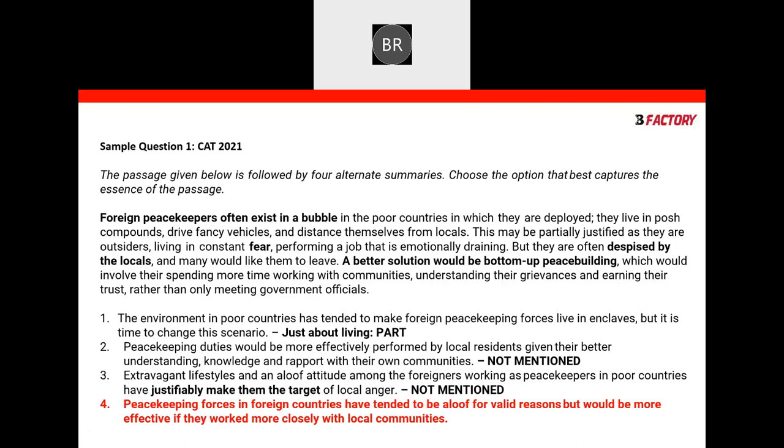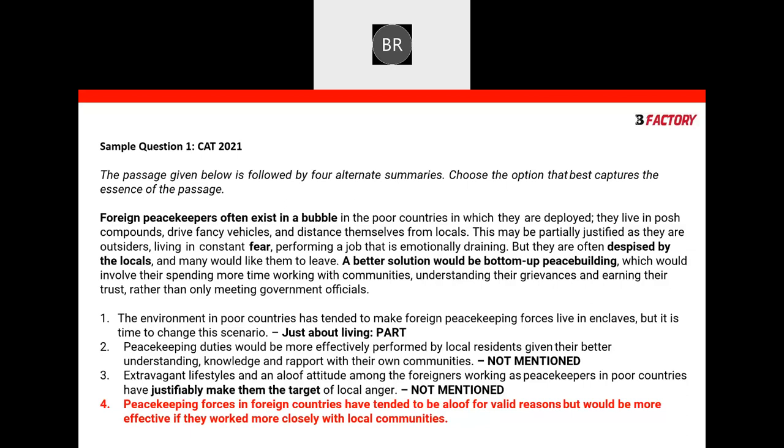Now look at this screen. I'm sharing my thought process here. The first line I read: foreign peacekeepers often exist in a bubble in poor countries. Who are we talking about? Foreign peacekeepers. What about them? They live in fancy posh settings, distance themselves from locals, and this might be justified because they live in fear. It's not easy for them. But they are despised by the locals. A better solution would be bottom-up peace building, where these people work with the communities and earn trust rather than only working with the government officials.